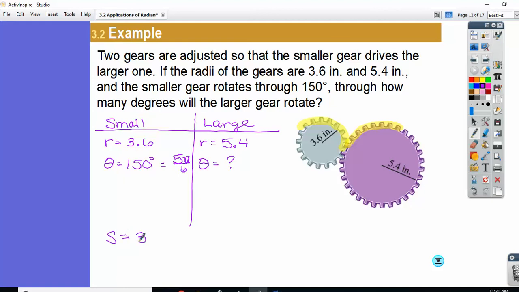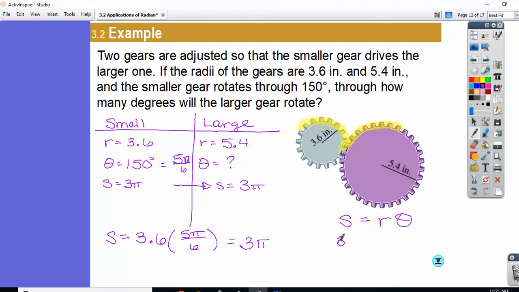So now let's find our S. So S is 3.6 times 5 pi over 6. And we get 3 pi. But the nice thing is, if I have my S for the small, that's the same as my S in the large one. So if I want to do S equals r theta, plug in what we know. The S is 3 pi. The r is 5.4 times our theta.